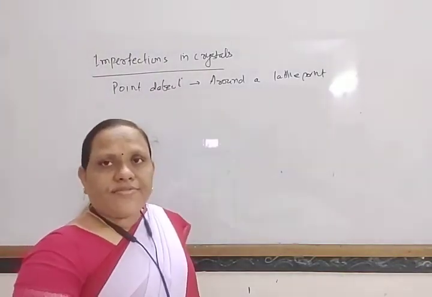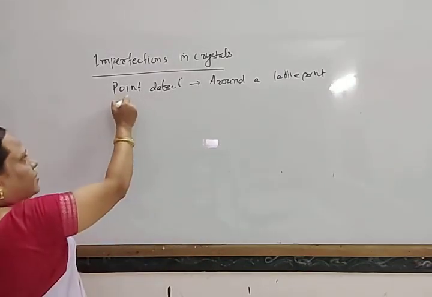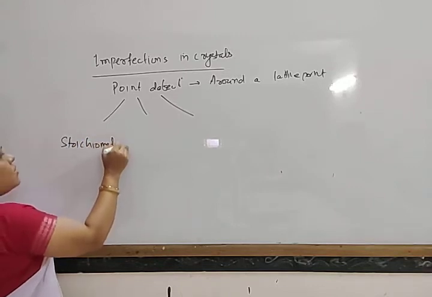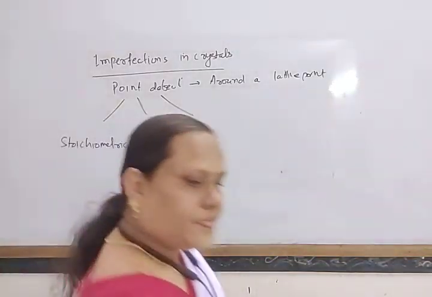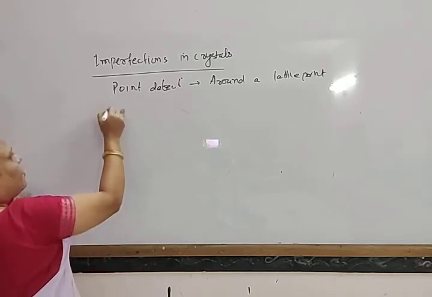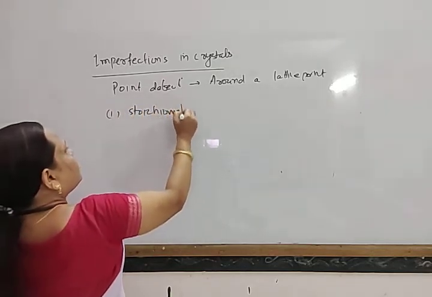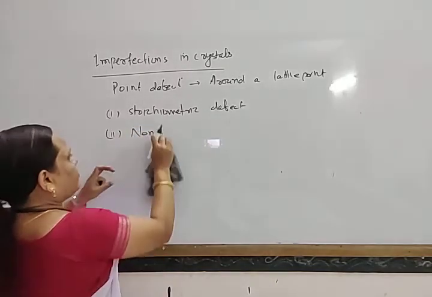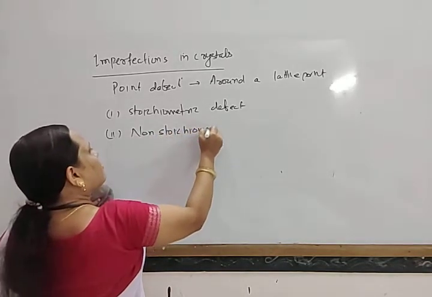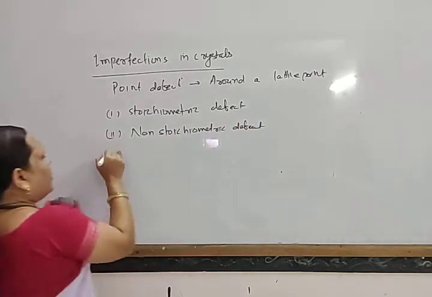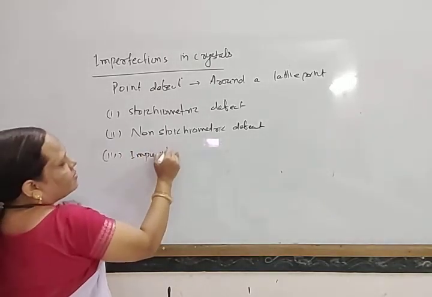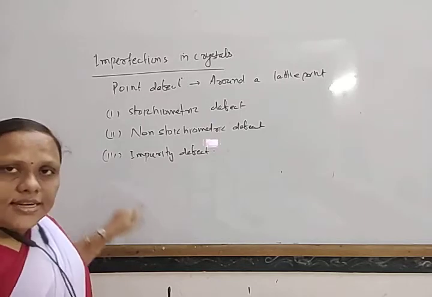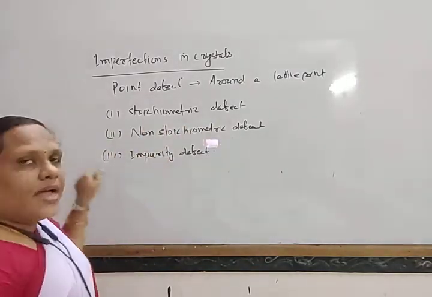In ionic crystals, there are three types of point defects: stoichiometric defect, non-stoichiometric defect, and impurity defect. Let us discuss them one by one.